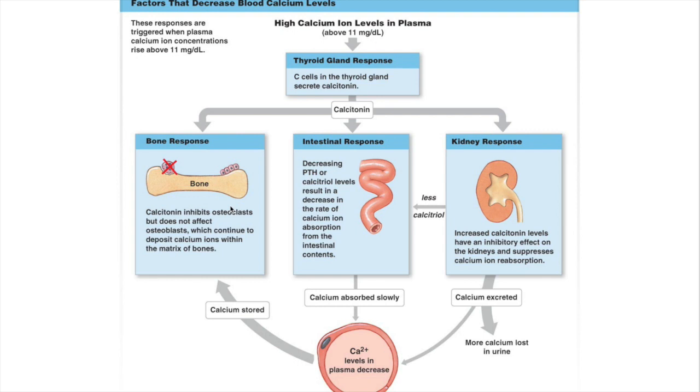Calcitonin inhibits the kidneys, so less calcium is reabsorbed, so more calcium is going to be released by the kidneys and lost in the urine. And less calcitriol is produced, so calcium is going to be absorbed more slowly from the intestines. So that's how we regulate our blood calcium levels.